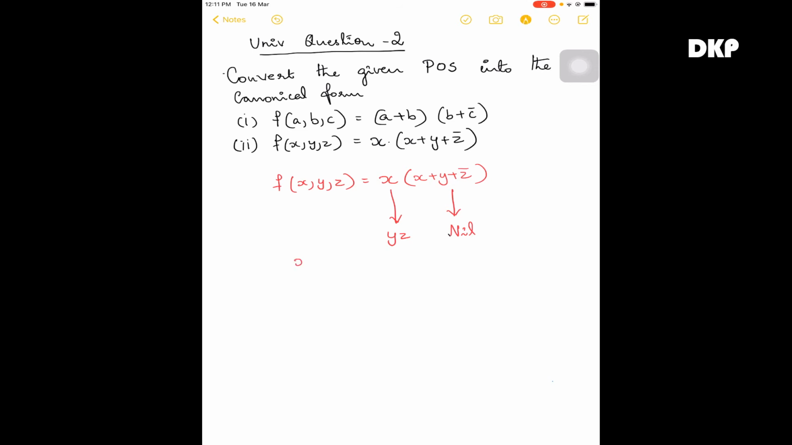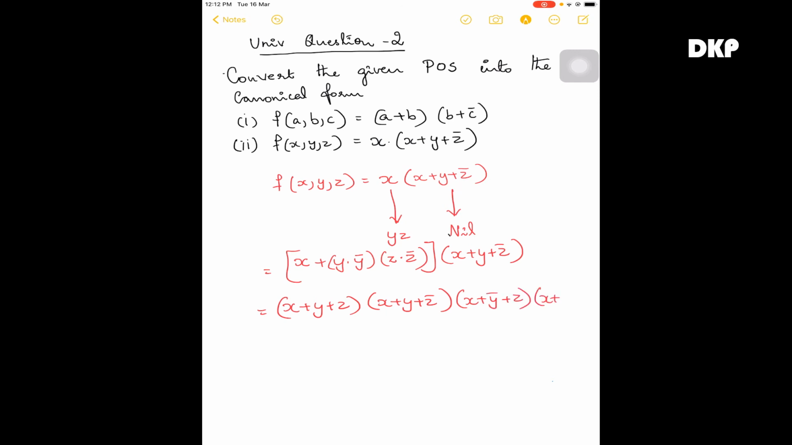Now the second step is: x is the first term, so (x plus the missing literal y dot the complement of that) into (the second missing literal z dot z bar) into the second term (x plus y plus z bar). Now you have to solve this: (x plus y plus z) into (x plus y plus z bar) into (x plus y bar plus z) into (x plus y bar plus z bar) into (x plus y plus z bar), the last term.